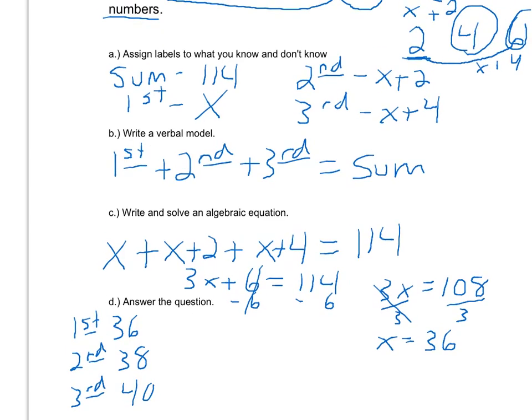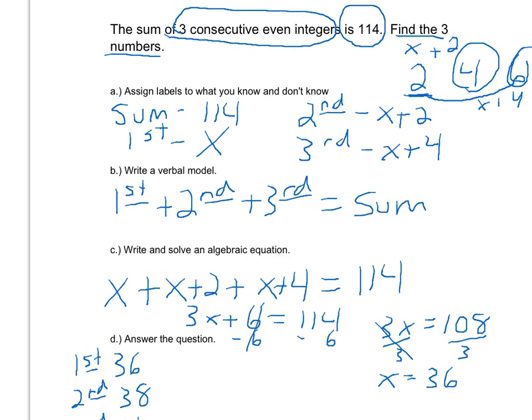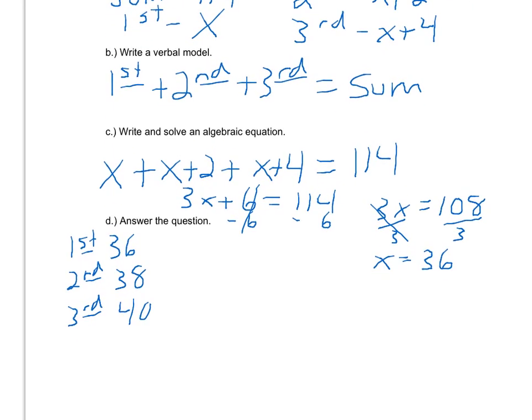Now let's make sure this answers the question. Does this meet the criteria of 3 consecutive even integers? I mean, are these 3 even numbers that are right after each other? Well, 36, then 38, then 40. Those are 3 even integers that go in a row. Okay, so there's the answer to my question. The first number is 36, the second number is 38, and the third number is 40. Or you could also just write it like this: 36, 38, and 40.